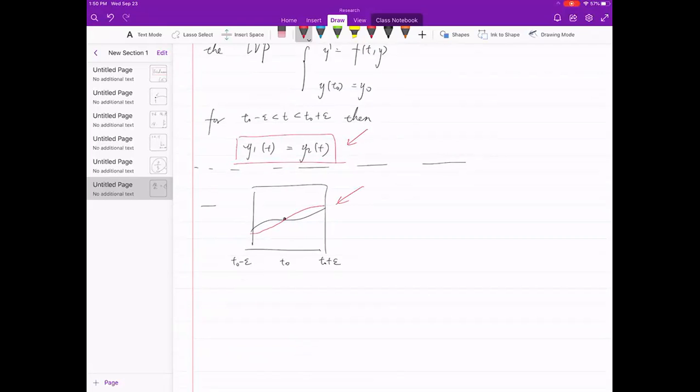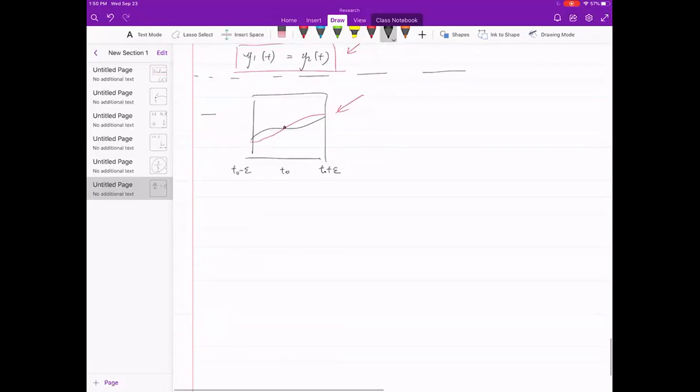Sounds good. Let me give you some examples. This way, you know how many solutions you should expect. Let's think about this one. y prime equals 3 y^(2/3). Okay. y(0) is zero.